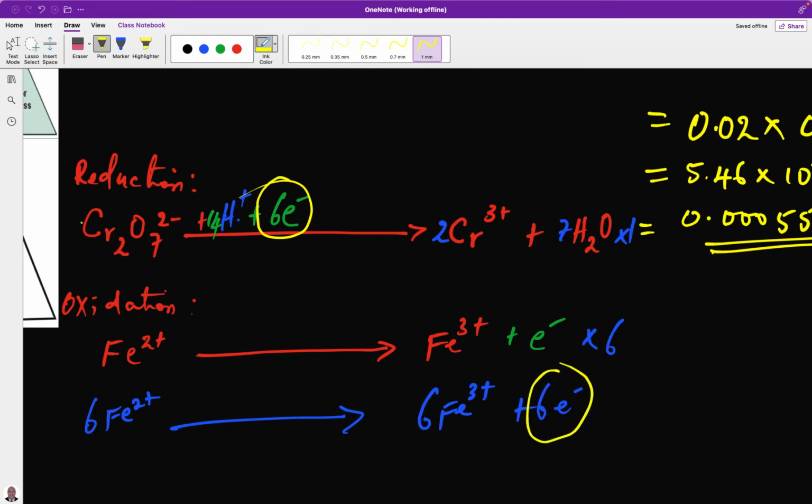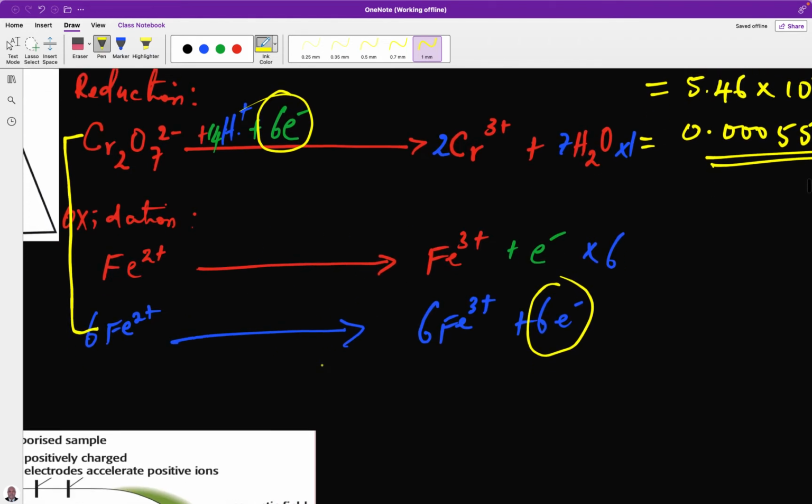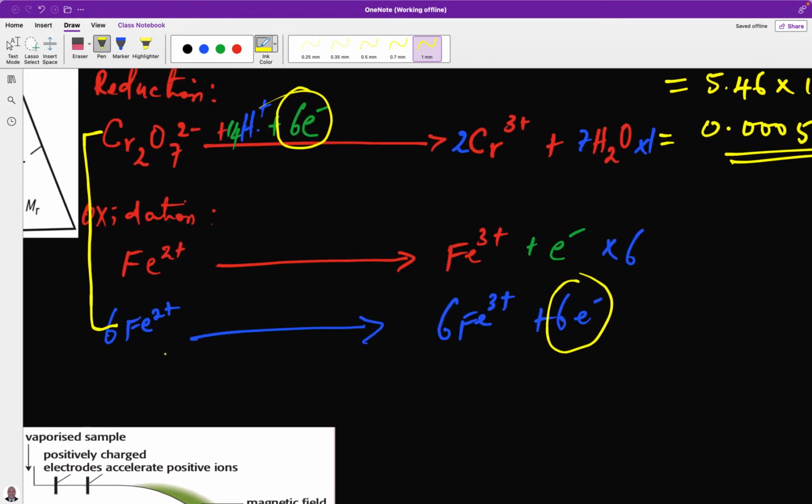So these are the two equations we are working with. Now let's write our final equation for these two. It will be Cr2O7 2 minus, plus 6 Fe 2 plus, plus the hydrogen ions, 14H plus. The electrons have been cancelled.